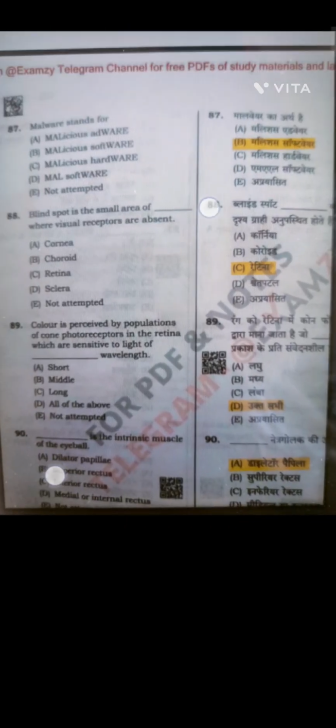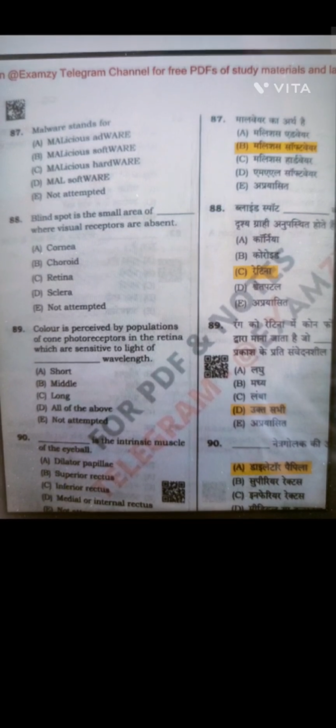Now the next question is: malware stands for? malware किसे स्टैंड करता है? Malicious software. Malware stands for malicious software.